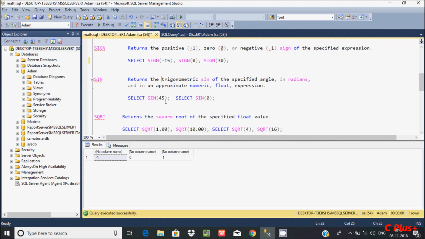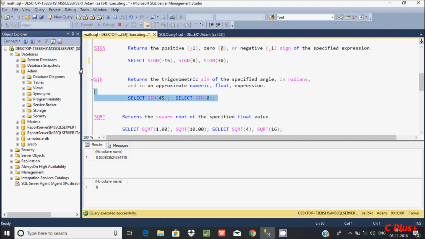Now here after, the next function is SIN. So you already studied about sine theta, cos theta, or tan theta in 10th standard. So the same thing you can apply in Microsoft SQL Server. So this returns the trigonometric sine of a specified angle in radians, as an approximate numeric float expression. So here select sine 45. This will return the sine 45 value. So I think sine 45 is 1 by root 2. So root 2 value is 1.41. So 1 by 1.41, this kind of value you get, and sine 0 is 0.